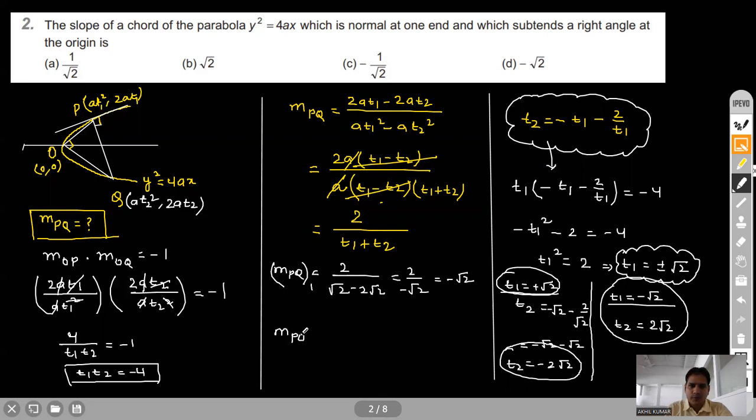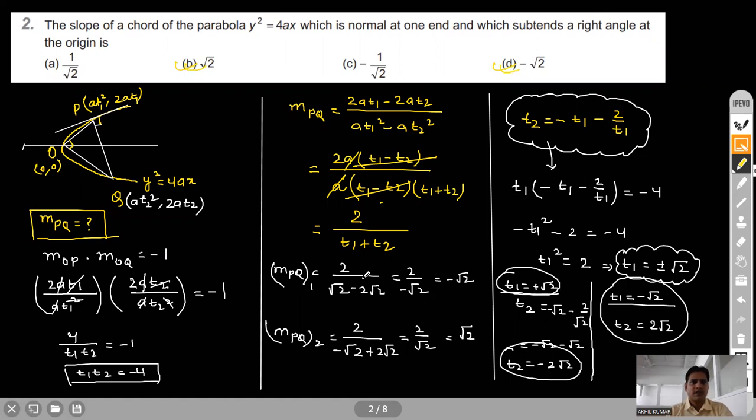And there is one more possibility, that is when we take t1 as minus root 2 and t2 as plus 2 root 2. So it will be basically 2 upon 2 root 2 minus root 2, which is root 2, that is root 2. So these two possibilities are there for the slope of PQ. So among the options, both are present. So B and D both will be your answer.